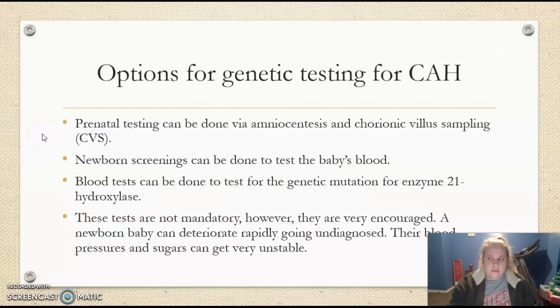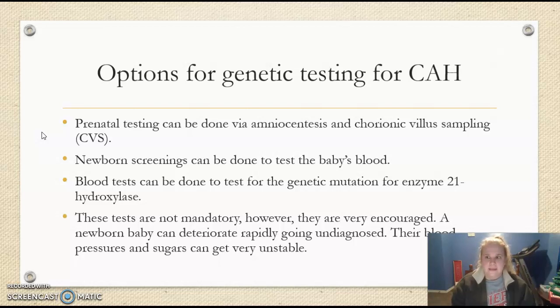There are risks with that. Infection can be one. Early labor can be another one. And this can be dangerous for the baby. They can become injured during the testing, or they can die, which is rare, but it happens. And so I think those are big things to consider when trying to decide if you want to do the prenatal testing. Newborn screenings can also be done.